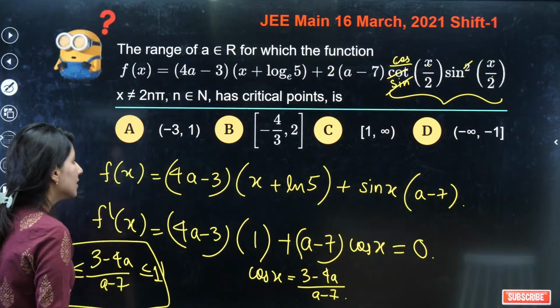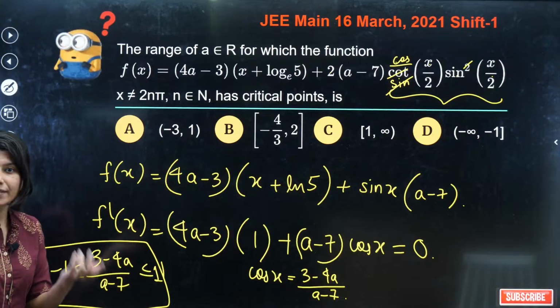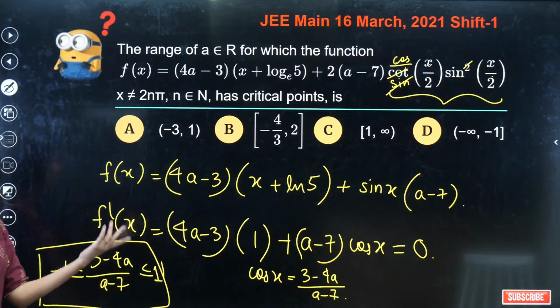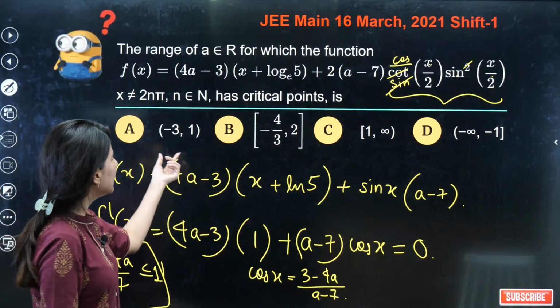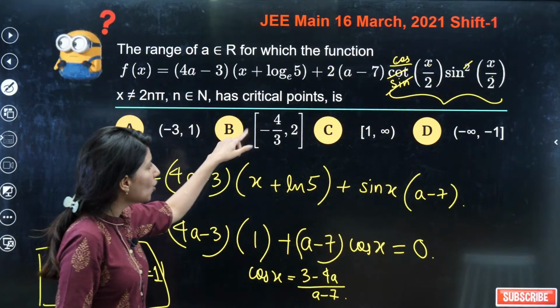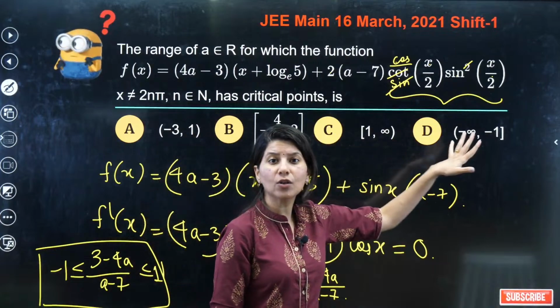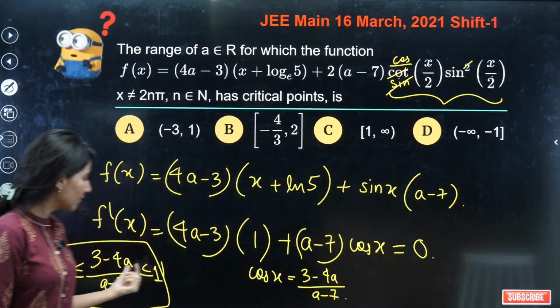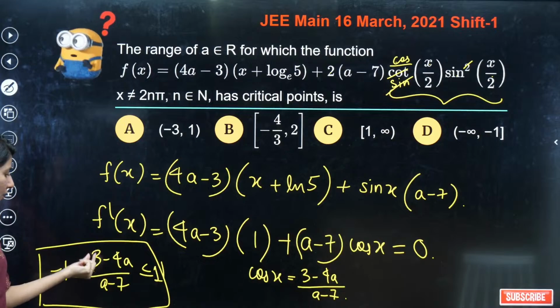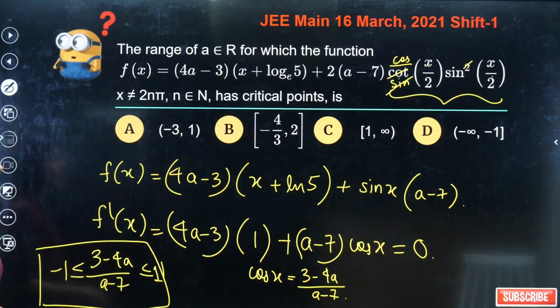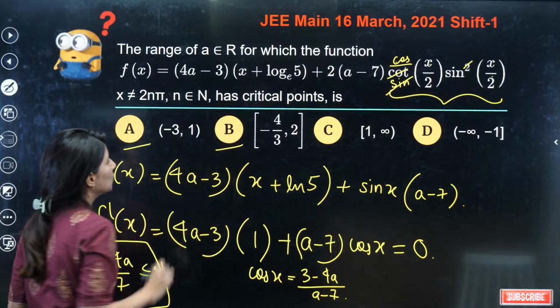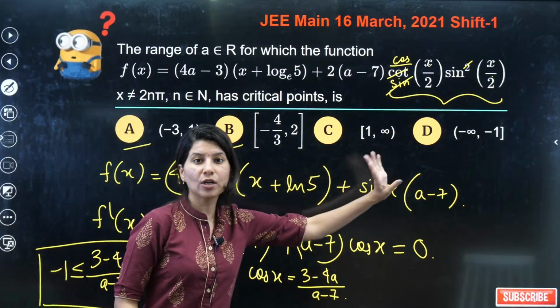So one way to go about it is to solve it and get the answer. Another way is option elimination. So you can clearly see A and B having 0, and C and D both are not having 0. So let us check whether 0 satisfies this or not. So 3 upon minus 7 definitely lies between minus 1 and 1. That means either A or B is true, because 0 is not lying over here.